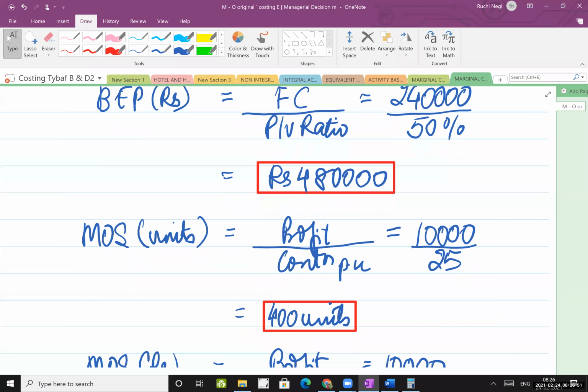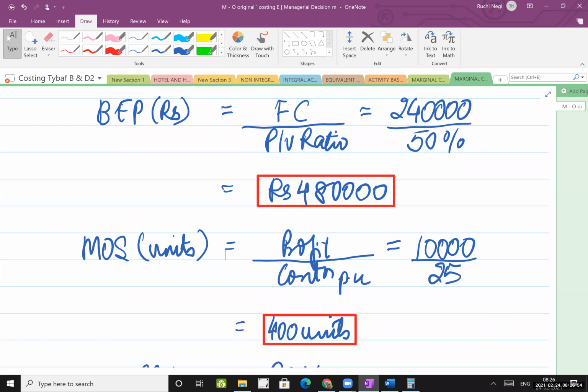So my MOS, margin of safety, is 400 units. You can cross check your answer using the other formula of MOS in units: actual sales, 10,000, minus BEP in units. BEP in units was 9,600. See the difference? 400. Remember the multiple formulas: one you apply and the other you can use to cross check. समझ में आया? That is how to verify your MOS in units.